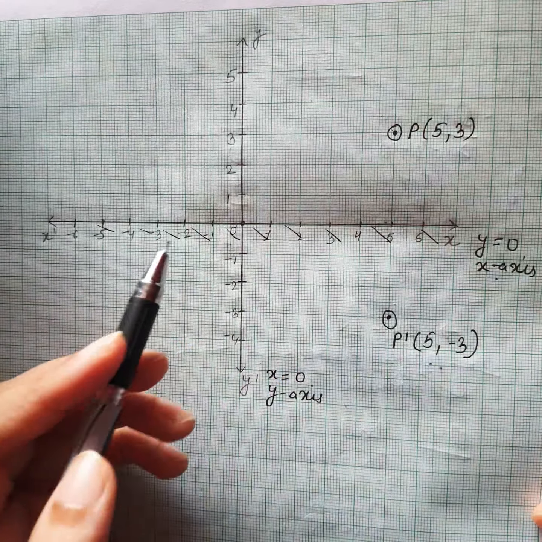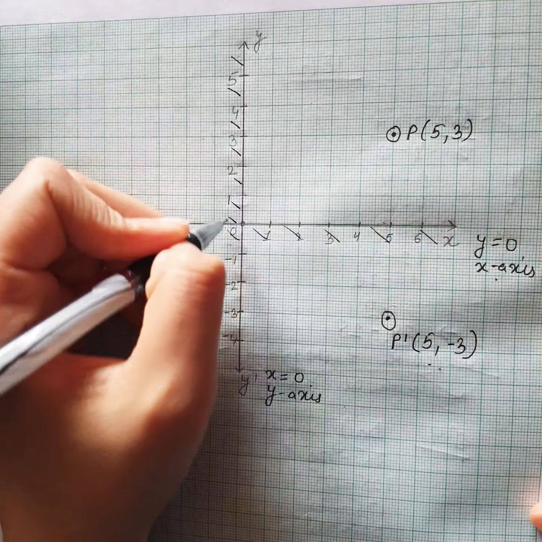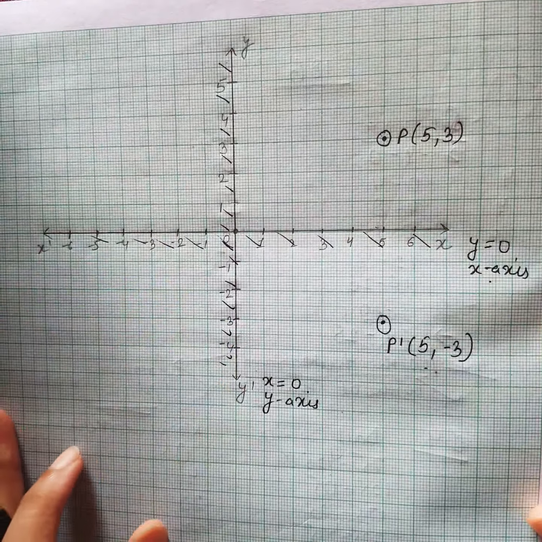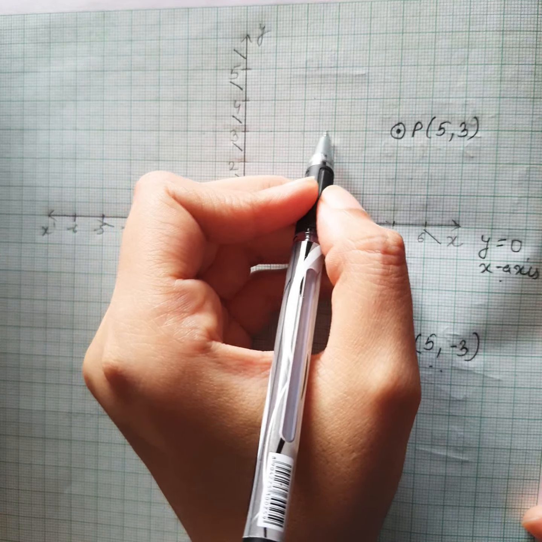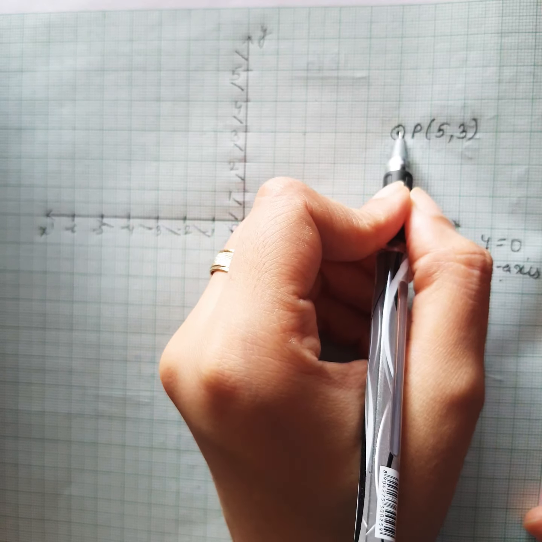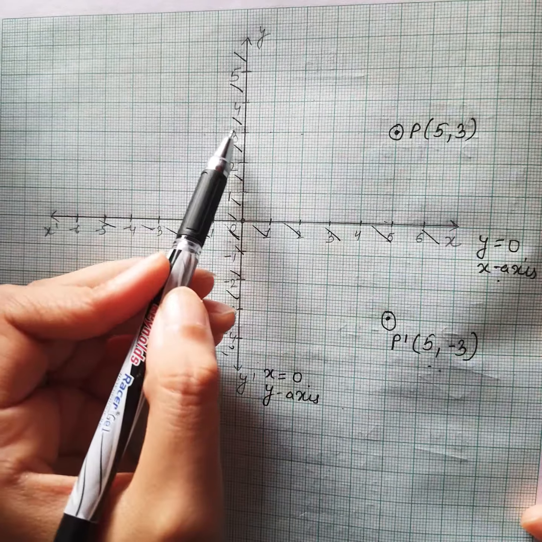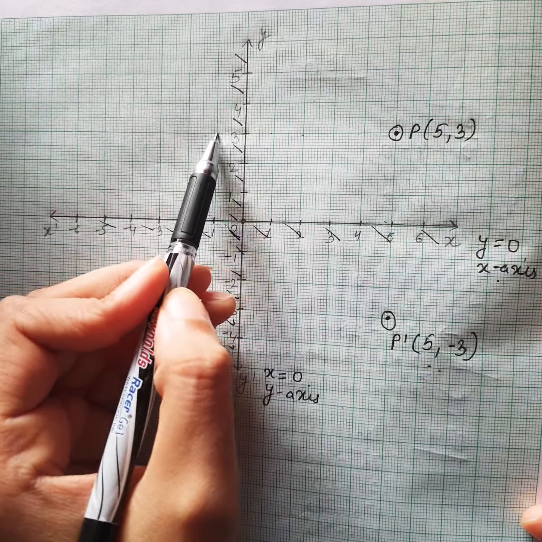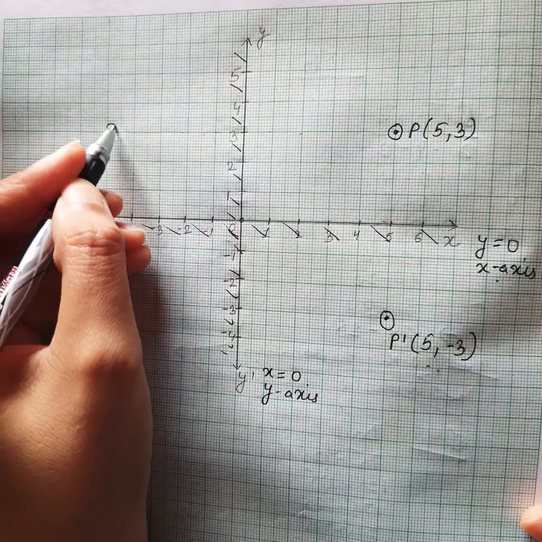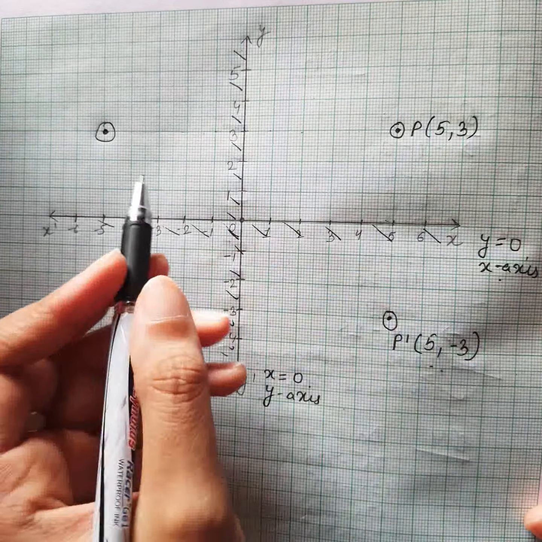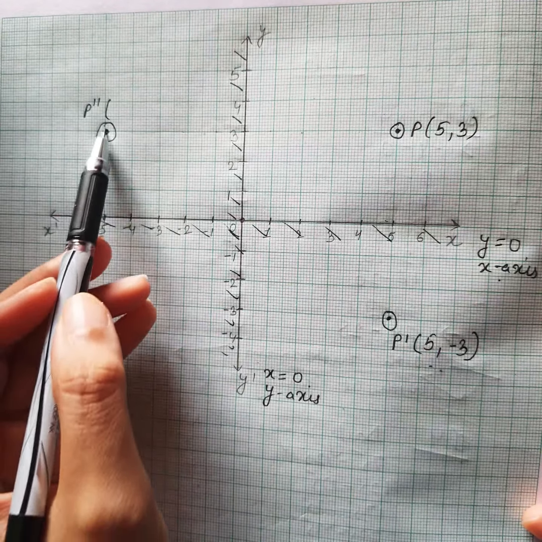Now suppose I am changing my mirror line from x-axis to y-axis. Now this is the mirror. The point is 1, 2, 3, 4, 5 units away from the mirror. So after reflection, this point will be 5 units away from the mirror, 1, 2, 3, 4, 5 on the same height. So the reflected point, let's say P double dash, has coordinates (-5, 3).